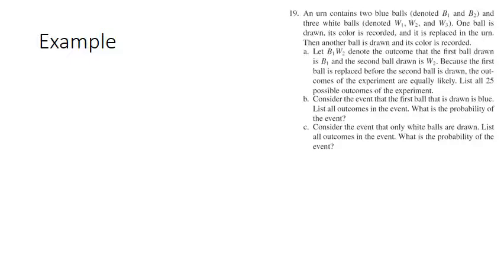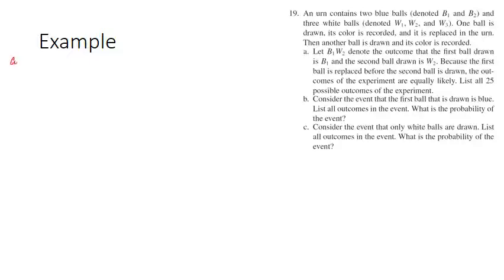Then another ball is drawn, and its color is recorded. Part A: let B1, W2 denote the outcome that the first ball drawn is B1 and the second ball drawn is W2. Because the first ball is replaced before the second ball is drawn, the outcomes of the experiment are equally likely. List all 25 possible outcomes of the experiment.